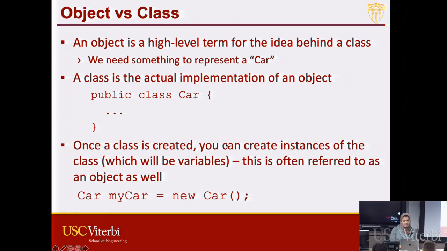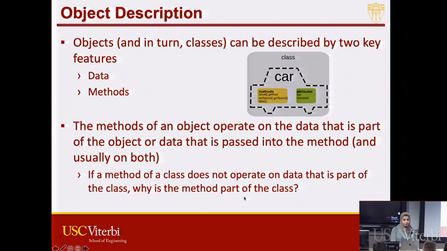Once a class is created, you can create instances of the class, which will be variables. This is often referred to as an object as well. So we have an object of car. We have the name of the object here, and we initiate it here, a new car. Objects and in turn classes can be described by two key features, data and methods. So for this class, we have two attributes, which are the fuel and the maximum speed. We have the methods, which are refuel, get fuel, set speed, get speed, and drive.